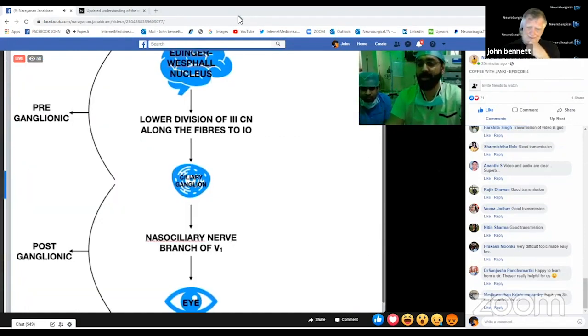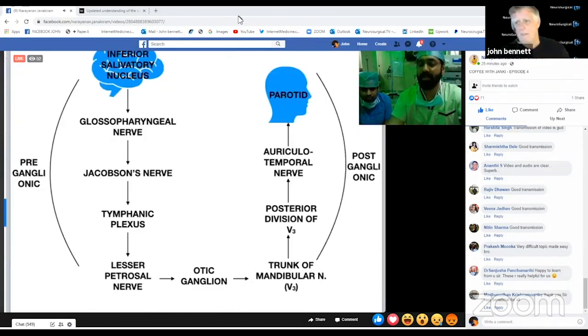Please remember this: preganglionic, Edinger-Westphal nucleus, and then lower division of the third nerve along the fibers, and then going on to the ciliary ganglion, and then postganglionic nasociliary nerve, branch of V1. So that's the first ganglion, the ciliary ganglion.